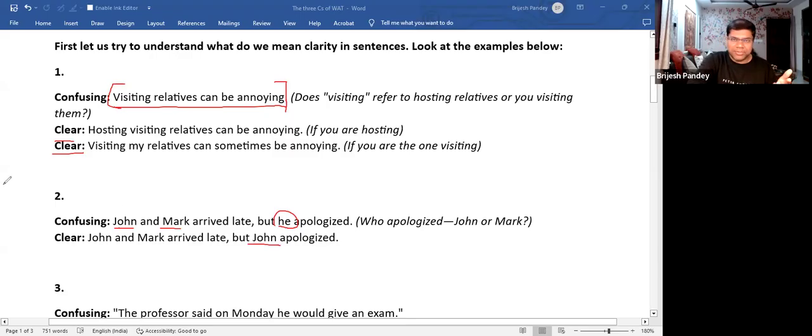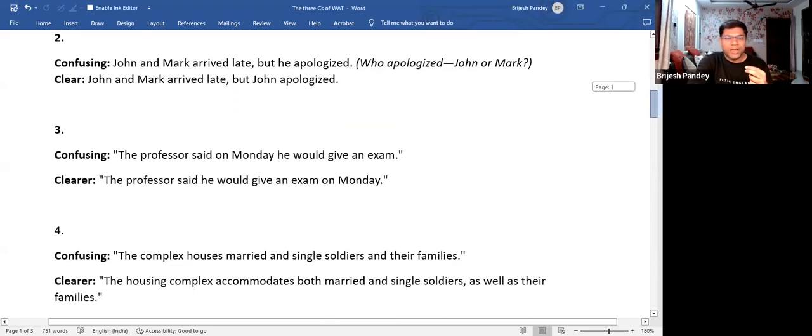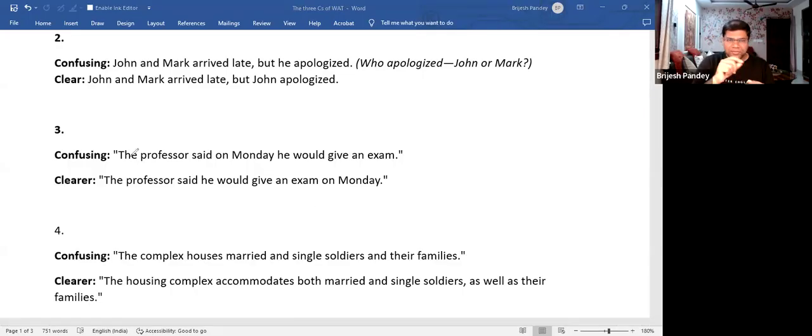So let's take the third example here, and you will see it says the professor said on Monday he would give an exam. Now, a typical error in writing: when people write fast, they end up confusing us. The professor said on Monday he would give an exam. Is it that he said on Monday, or is it that the exam would be given on Monday? We don't know whether Monday is the day on which the professor said it, or the day on which he would give the exam. So a better version would be: the professor said he would give an exam on Monday.